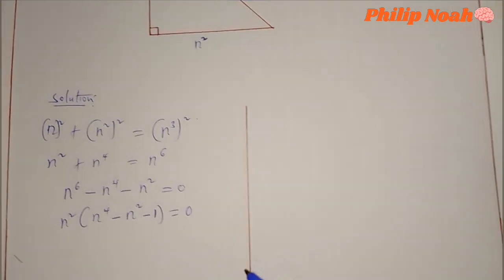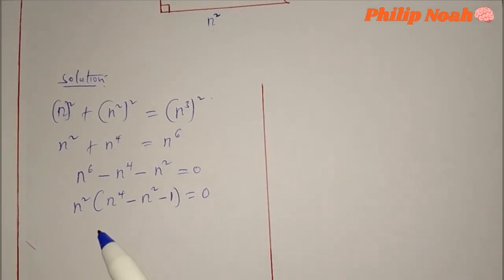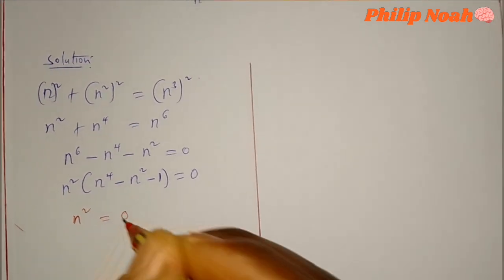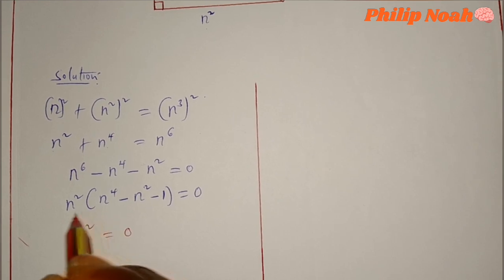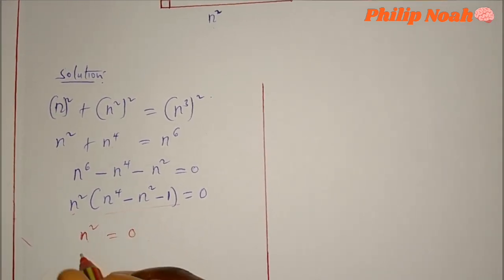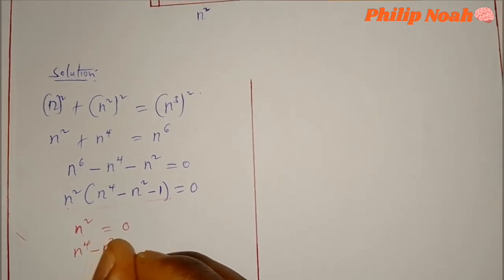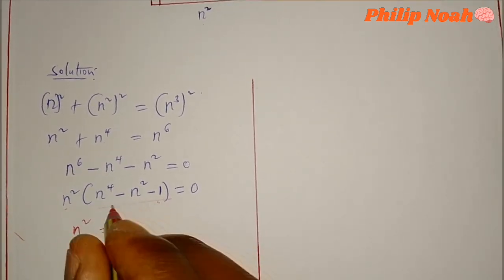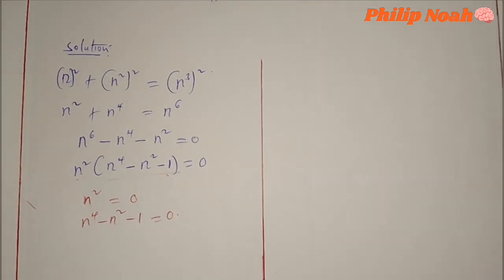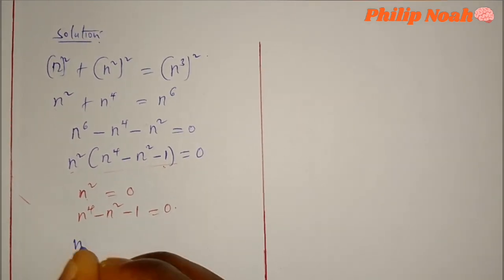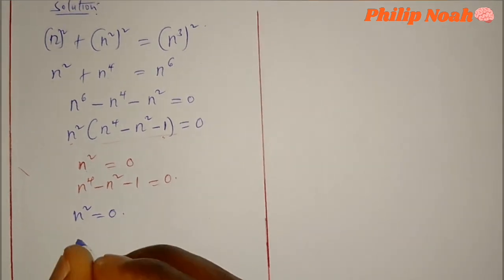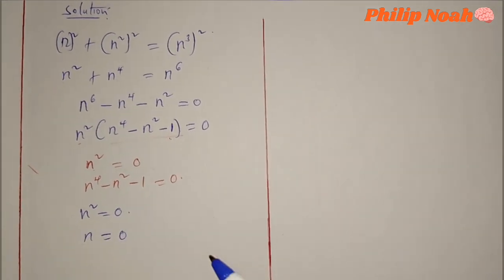So we want the value of n. At this point we have two equations. We have this equation, n squared is equals to 0, and this one, n power 4 minus n squared minus 1 is equals to 0. Let's start by solving the first one, n squared is equals to 0. So if we take the square roots on both sides, we get n is equals to 0.